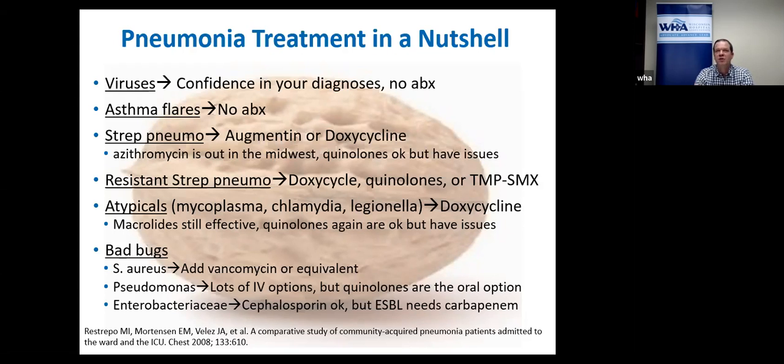And so if you're treating for community-acquired pneumonia, your first-line agent should not be azithromycin, because remember, strep pneumo is still king. Azithromycin will be effective against the atypicals, but not against strep for more than 50% of your patients in the Midwest. For resistant strep pneumo, I like doxycycline. Oh, it says doxycycle there. I like doxycycle. Quinolones are an iffy drug.